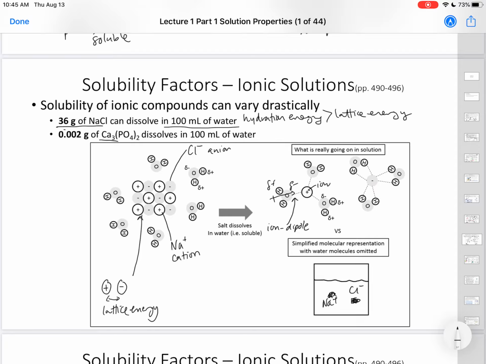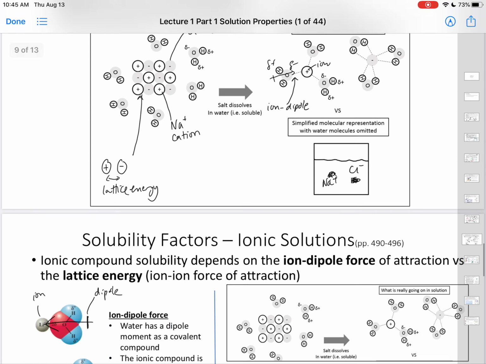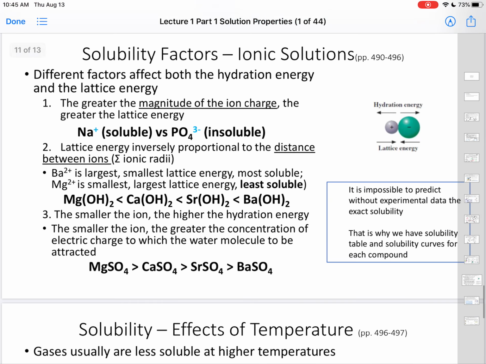Whereas something like calcium phosphate, only 0.002 grams will dissolve because the hydration energy is smaller than the lattice energy. So what determines the hydration energy and the lattice energy? What factors affect that? Three main factors.